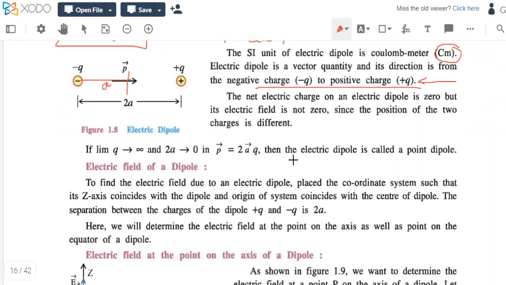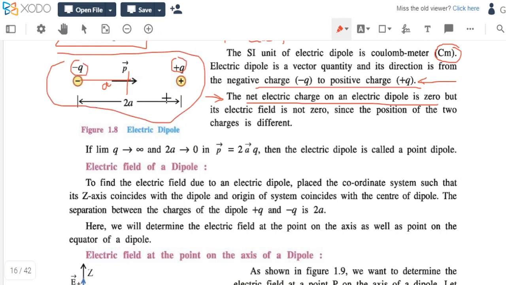The net electric charge on an electric dipole is 0. The net charge is 0 because here is the minus q, here is the plus q, so the total charge of the system is 0, but the electric field is not 0.